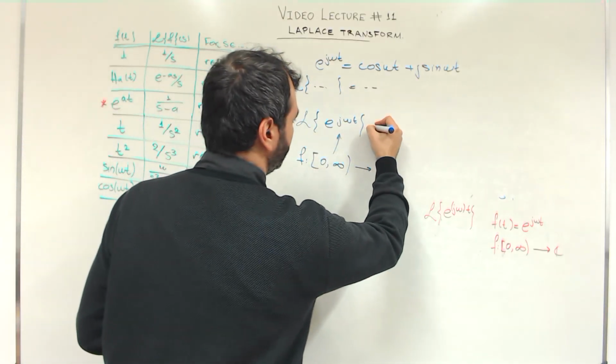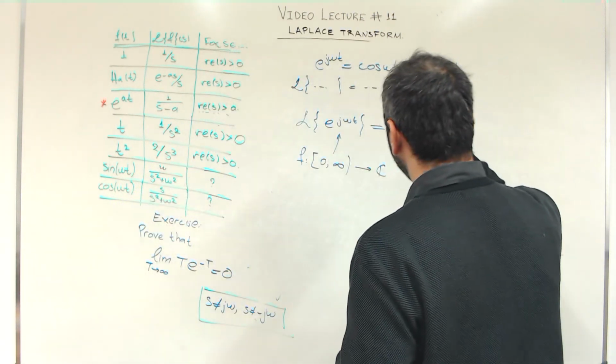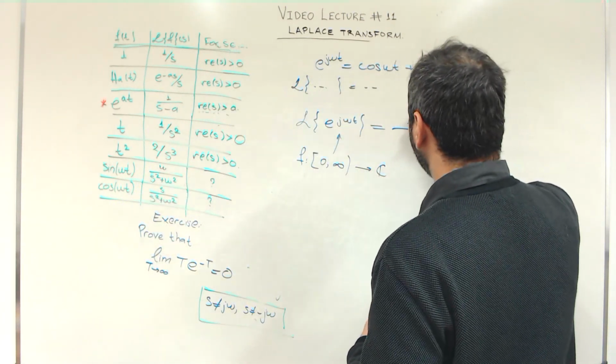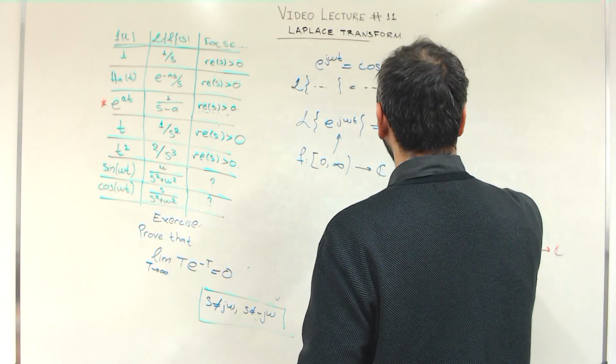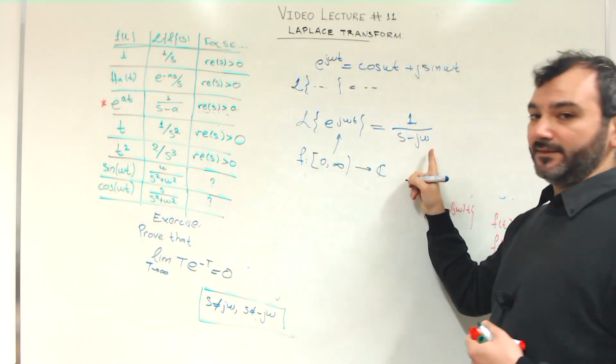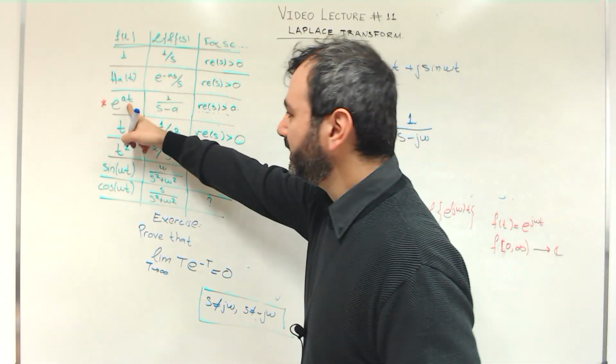Therefore, we correctly said that the Laplace transform of that is 1 divided by s minus j omega. This is correct, but we didn't prove it.